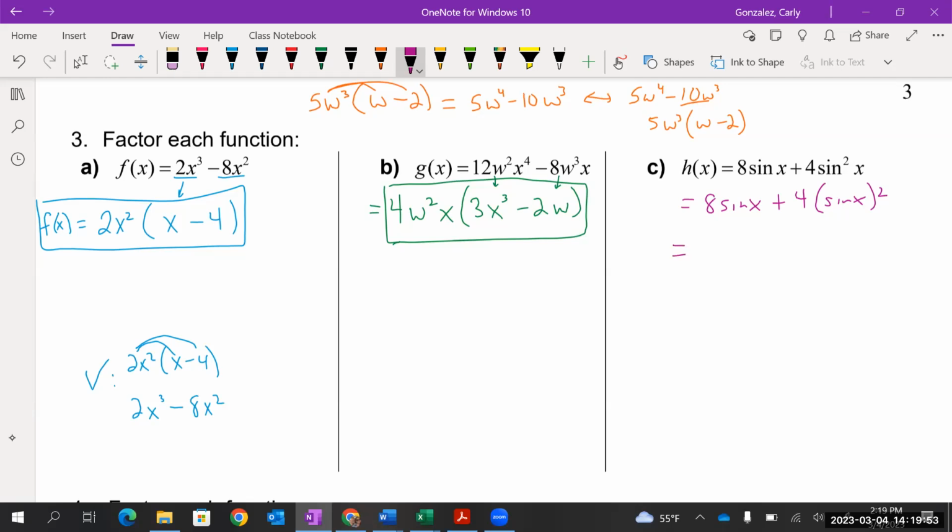So again, what do they have in common? So 4 and 8, they both have 4 in common. And sine x versus sine x squared, they both have a sine x. Again, we're taking that lowest power of sine x. So from the first term, what's left? Well, when I factor the 4 out, I'm just left with a 2, and the sine x was factored out. On the second term, we factored out the 4, and we factored out one of the sine x's, but another sine x remains. And so that is going to be the factored form, which is 4 sine x times the quantity 2 plus sine x.